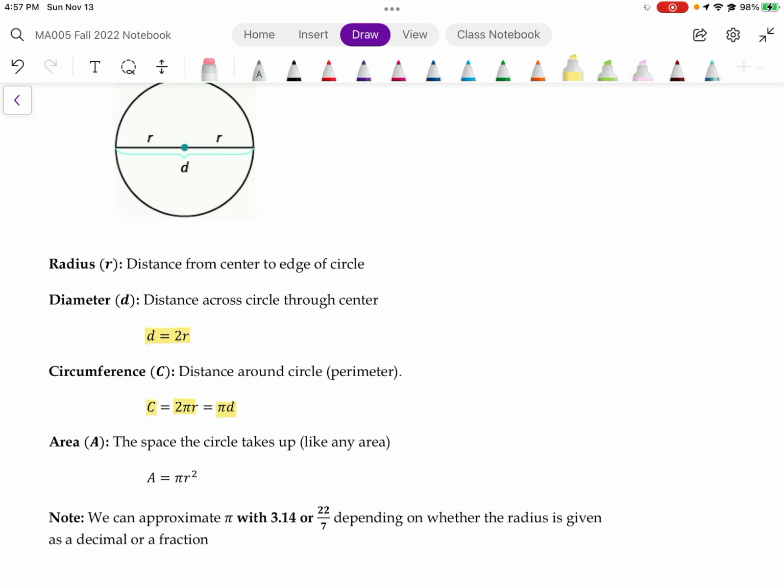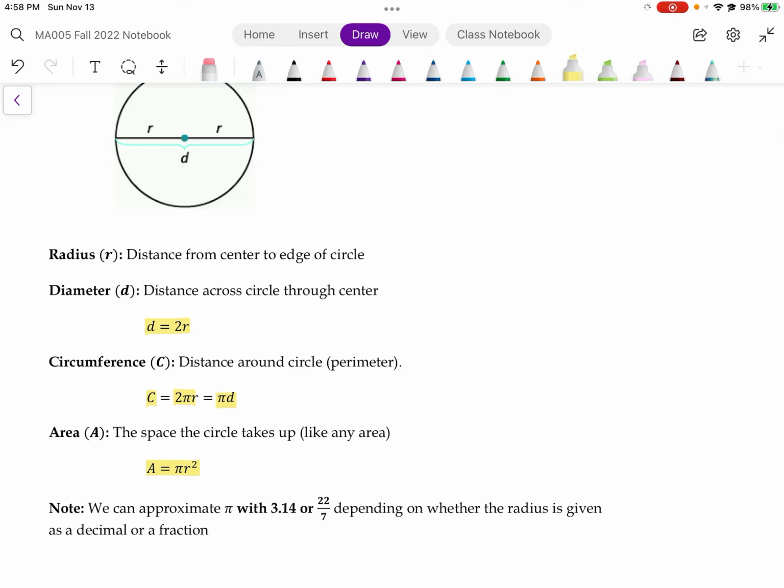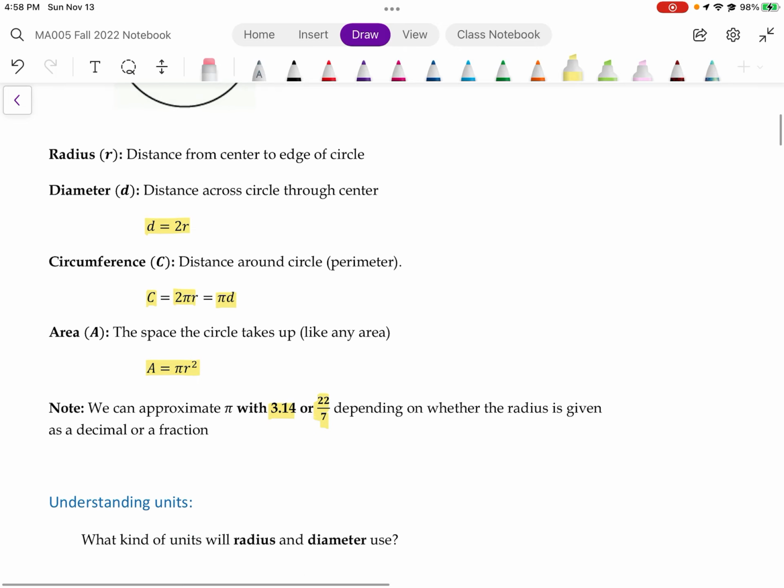The area is the space that the circle takes up, like any area, and that is pi r squared. We approximate pi with 3.14 or 22 over 7, depending on whether the radius is given as a decimal or a fraction. Our book does not assume that everybody has a calculator with a pi button on it, so it just uses 3.14, and it does make a difference. So just use one of those numbers instead of your pi button.